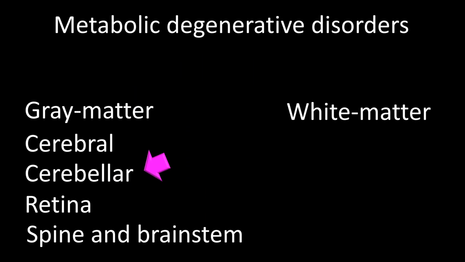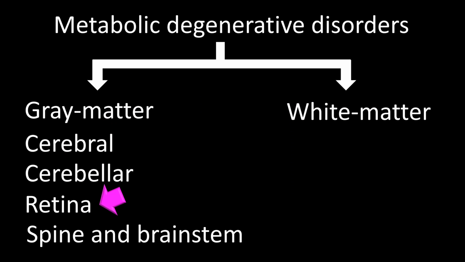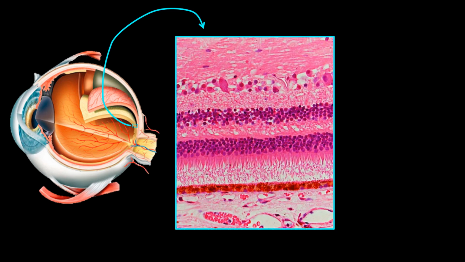Gray matter cerebellar findings produced by metabolic degenerative disorders can affect the cortex or deep nuclei. They manifest by nystagmus and ataxia. The third site of frequent gray matter involvement in patients with metabolic degenerative disorders is the retina. Dissected eye. Now I have placed a little rectangle in the retina, which I have now enlarged.